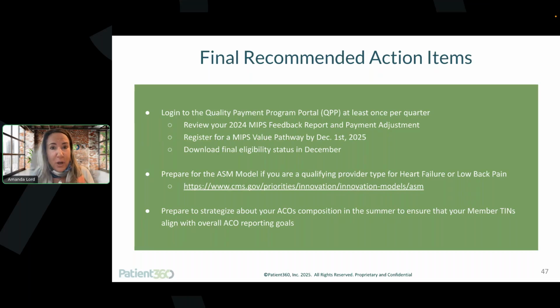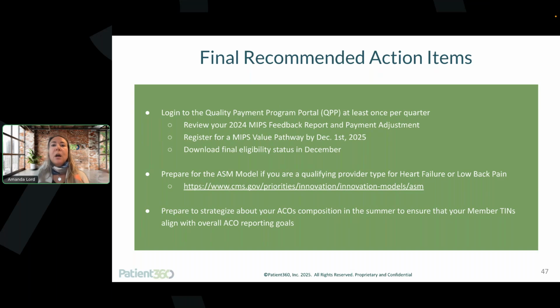And if you don't know what I'm talking about, go to the QPP website and get yourself registered for the QPP portal, and you want to be a security official. We're not security official for many of your organizations, so we don't have access to the same information as you. And there's a lot of information related to your eligibility, your scores, your payment adjustments in the QPP portal, as well as the ability to register for the MVPs that I was telling you about are so important.